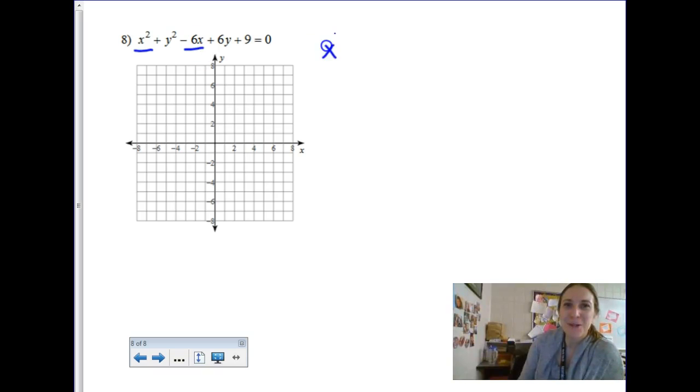Hopefully you're getting the hang of completing the square here, because what's nice about this is if maybe you didn't understand completing the square from the previous lesson, maybe you get it now. So we've done a whole bunch of problems on it.